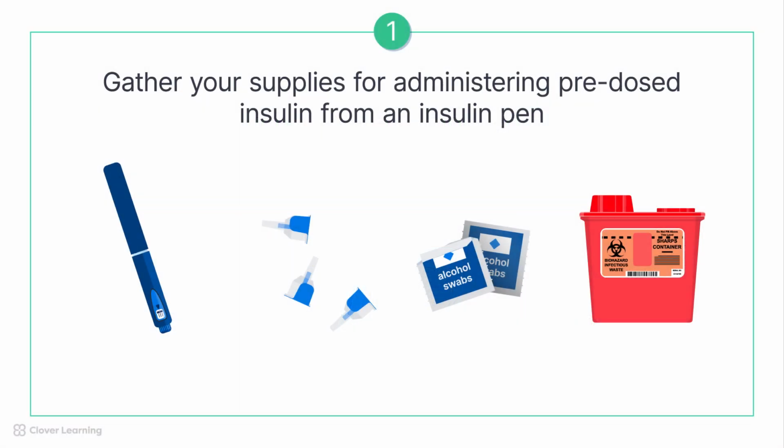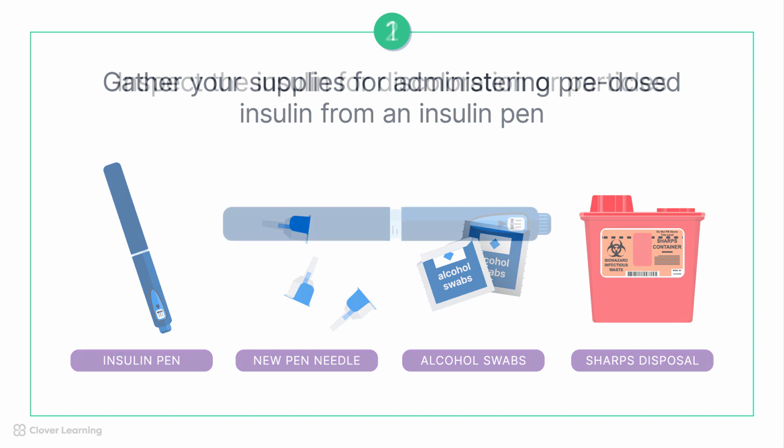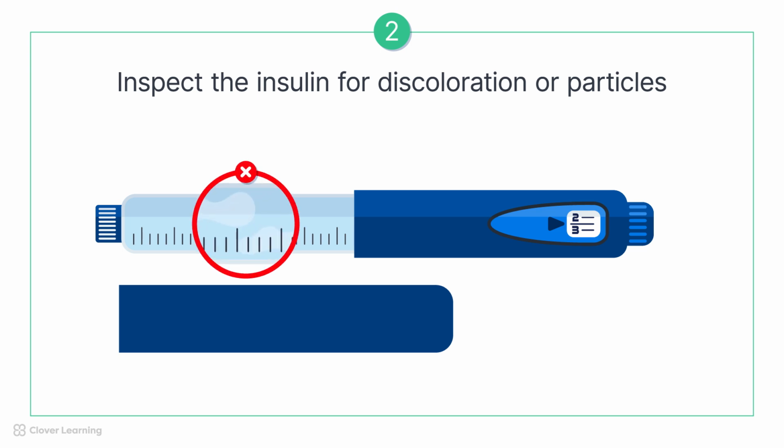To prepare to administer pre-dosed insulin from an insulin pen, first gather your supplies: the insulin pen, a new pen needle, alcohol swabs, and a sharps disposal container. Remove the cap and inspect the insulin for any discoloration or particles. If the insulin appears cloudy, gently roll the pen between your hands to mix it.